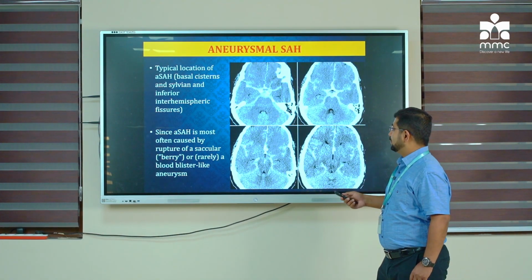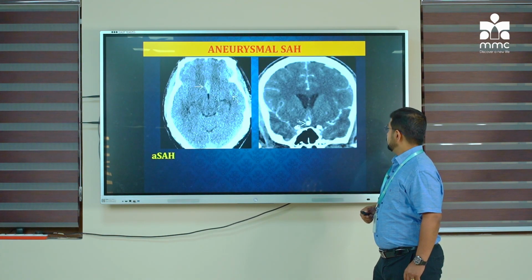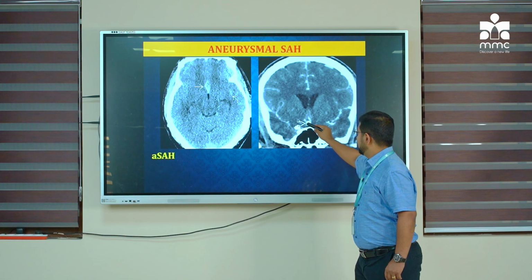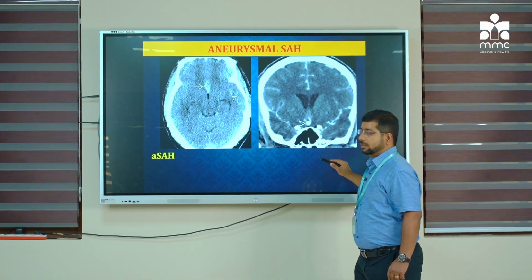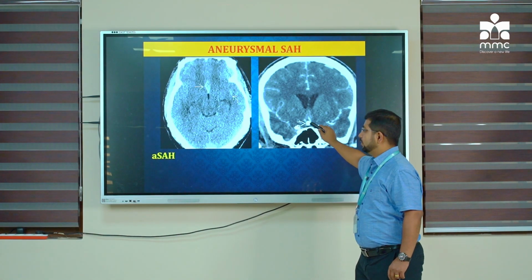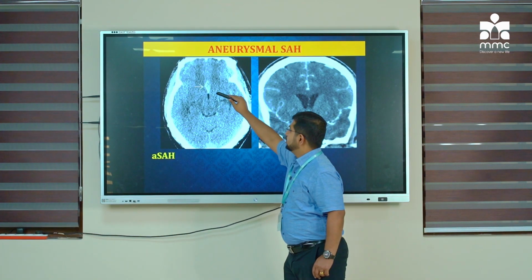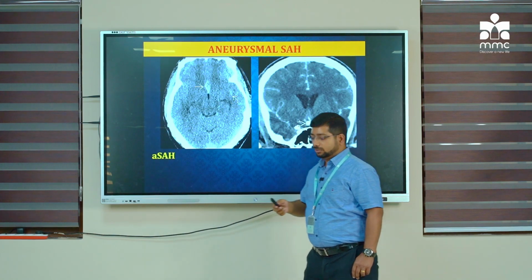So usually caused by saccular berry aneurysm. Okay. So this is a small aneurysm. These are the two branches of anterior cerebral, left and right anterior cerebral artery. So there will be anterior communicating artery, that bifurcation area, there is an aneurysm here that has ruptured and caused a subarachnoid hemorrhage in the interhemispheric fissure.